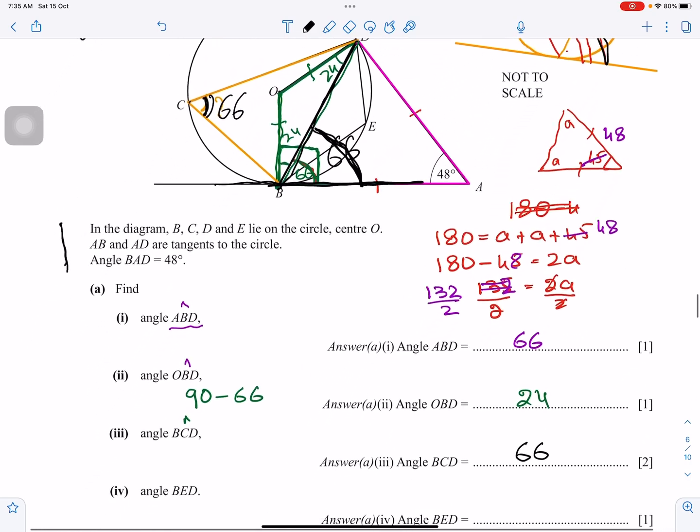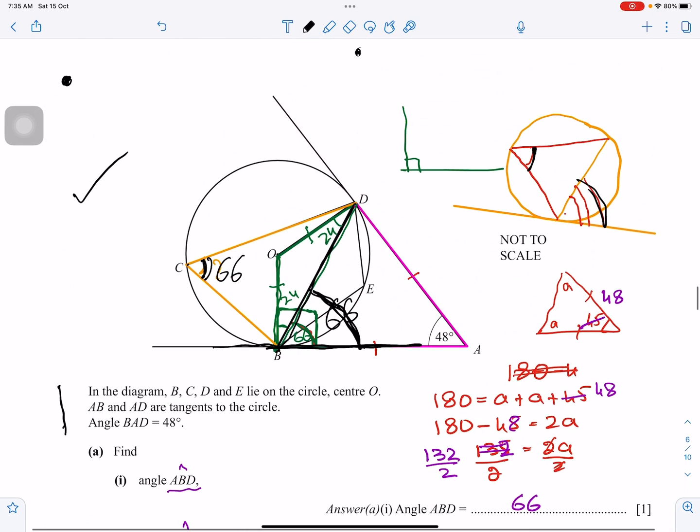Okay. Now let me erase a bit so that it is a little clearer and you can understand the rest of the part of the question also. Okay, a little neater. Okay. So we have just found this is 66. Okay.